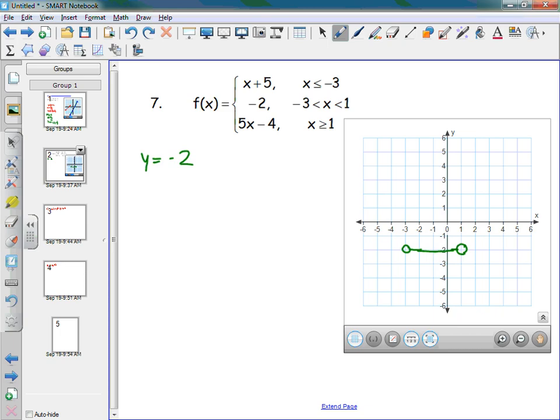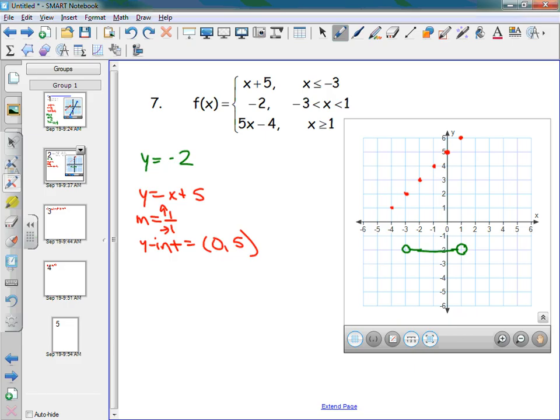Okay. The next part is going to be the x plus 5. For x plus 5, what's my slope? 1/1, up 1 to the right 1. And what's my y-intercept? 0, 5. Do we agree? So where do I start at? I go up to 0, 5, which is right there. I'm going to go up 1 to the right 1, down 1 to the left 1, down 1 to the left 1, down 1 to the left 1.